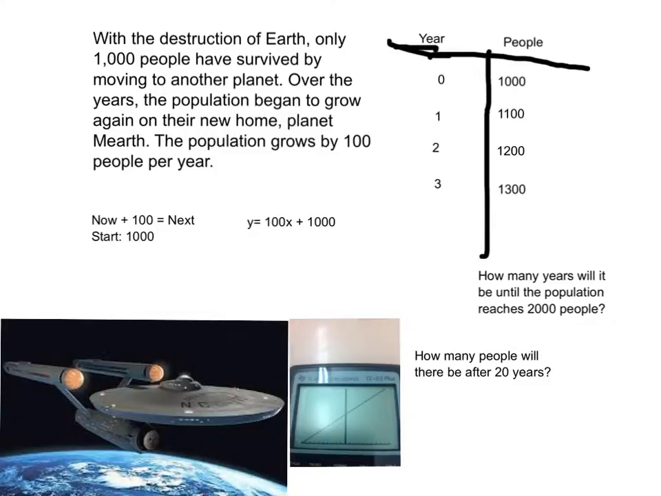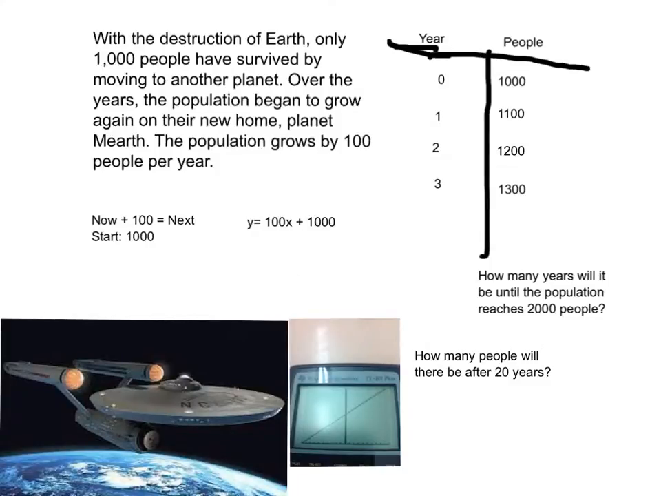Okay, the first problem. With the destruction of Earth, only 1,000 people have survived by moving to another planet. Over the years, the population began to grow again on their new home, planet Mirth. The population grows by 100 people per year. So first, we're going to set up our equation.